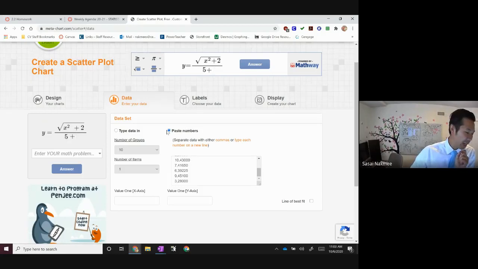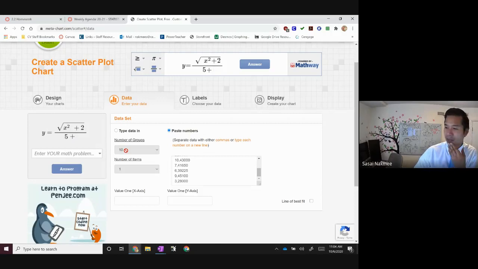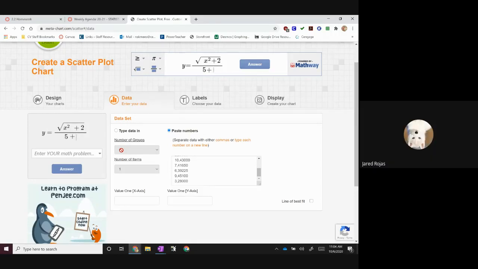Okay. So once you click on paste, I just realized this. Once you click on paste, you don't need to choose the number of groups anymore. You see how it says 10 there and a 1? I can't click on it at all because you don't need to. If you're gonna type in the data set, you would do it this way. But if you're gonna paste the numbers, you don't need this part anymore. Does that make sense? Okay, now it makes sense.